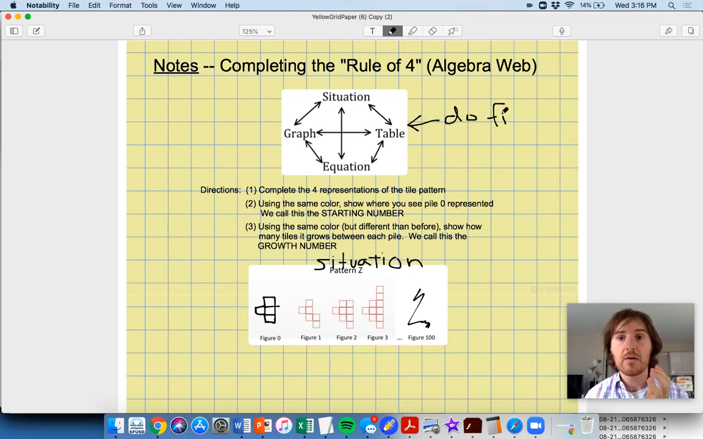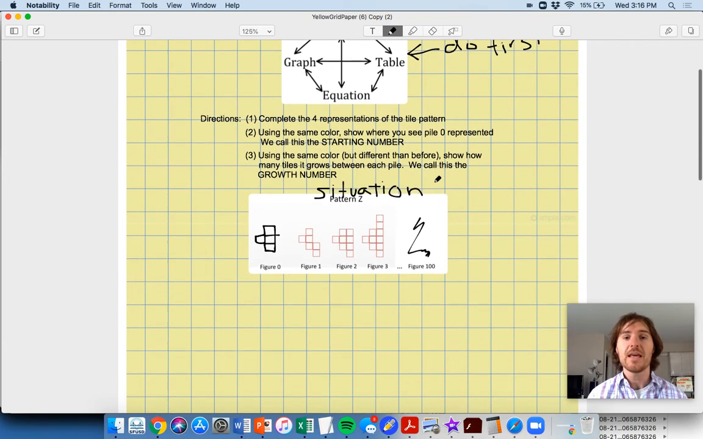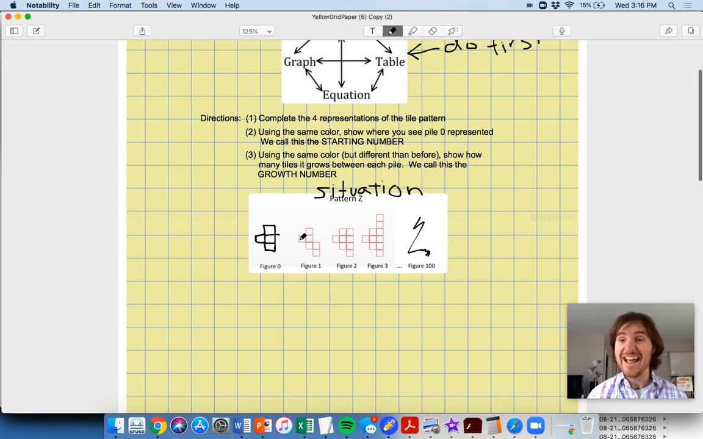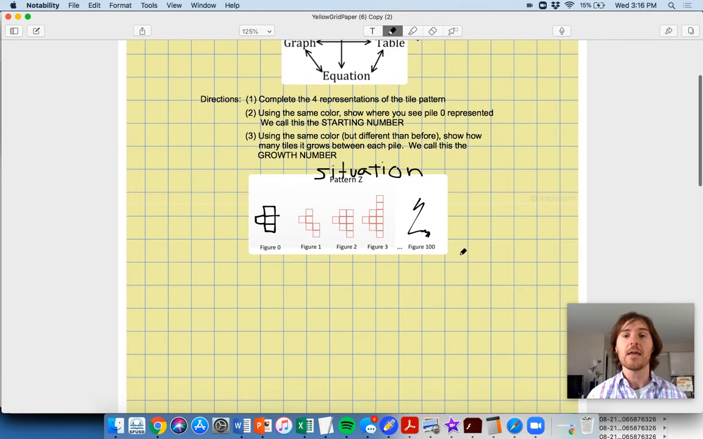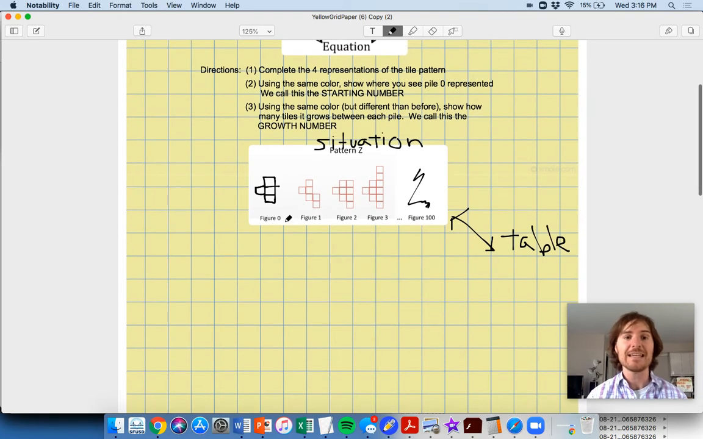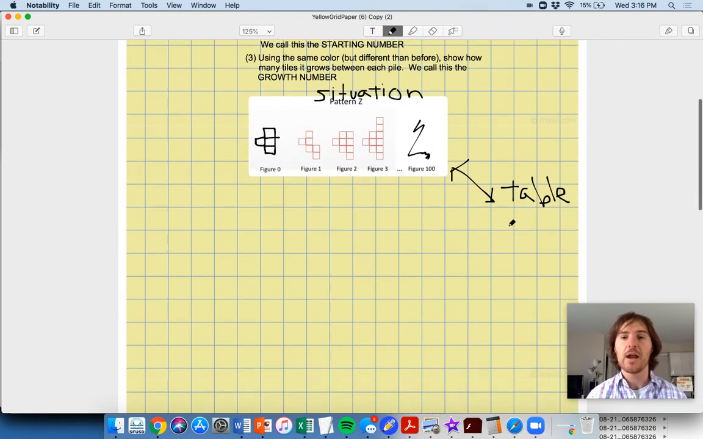And somebody was very smartly walking me through why the table is a good one to do first. It's because all the information in the table is listed here, right? We just got to count what's going on here, okay? So that'll be the first thing I do to complete my web: I'm going to do a table. In the assignment today, they refer to this as an in-out table, an input-output table, okay? So our in is our figure number. That's our X, input. I might just call it input and output.